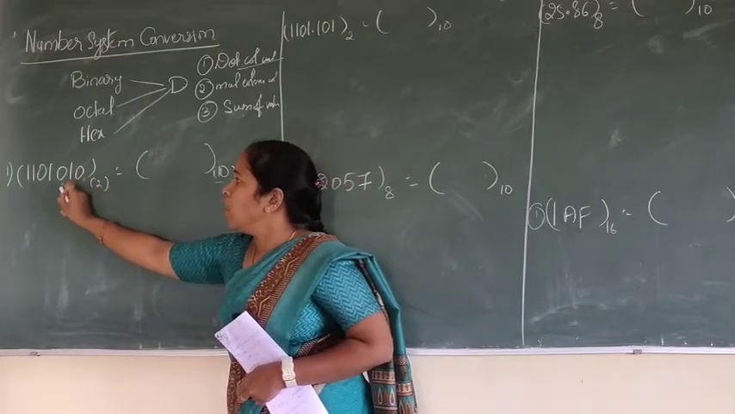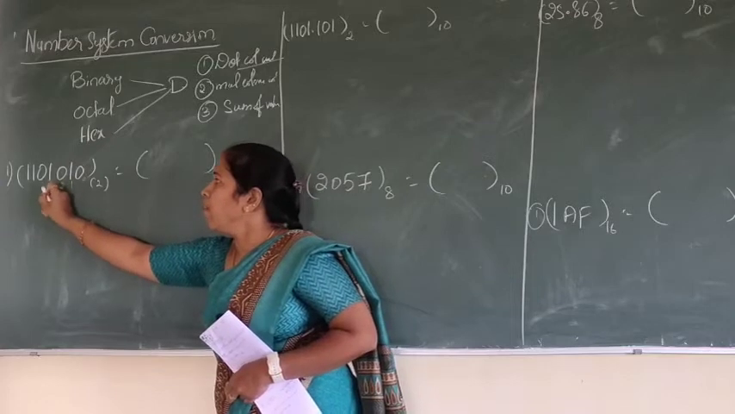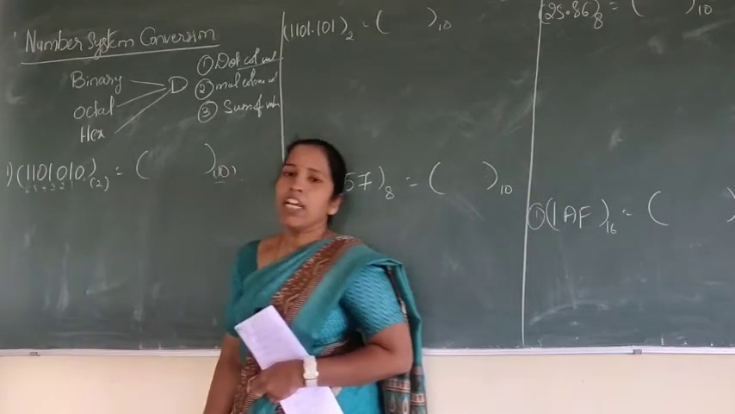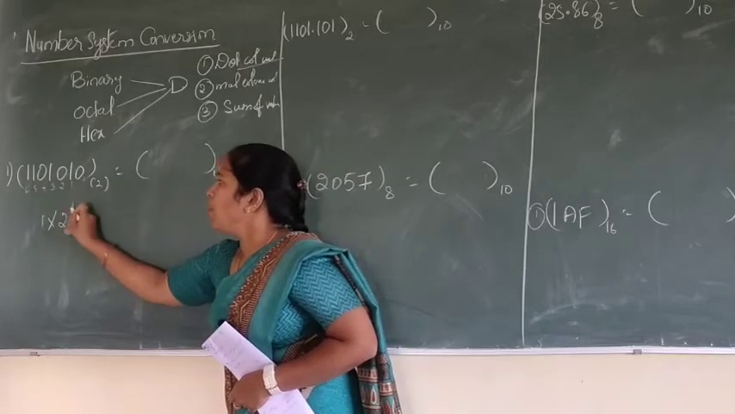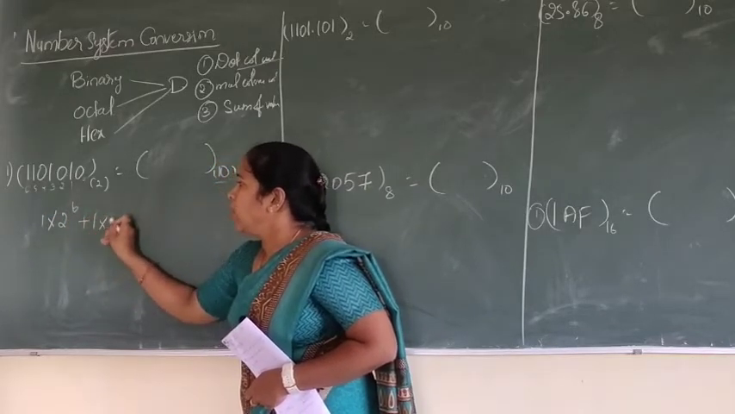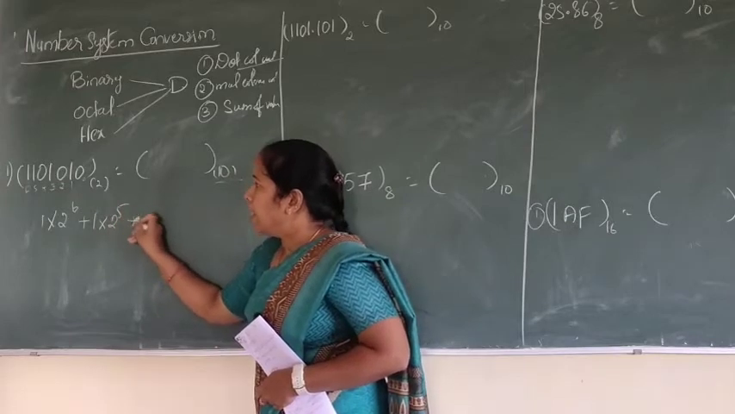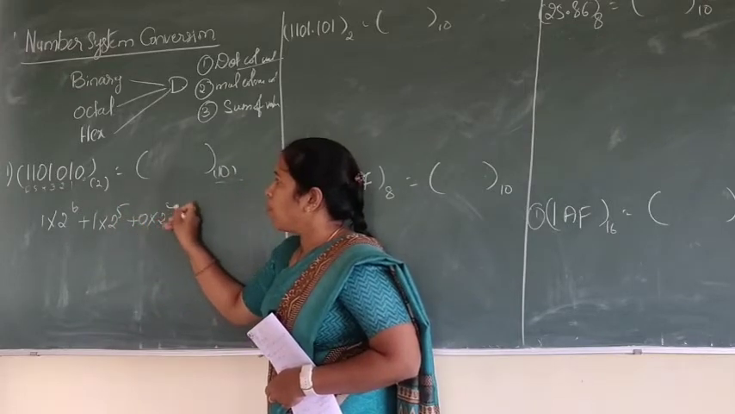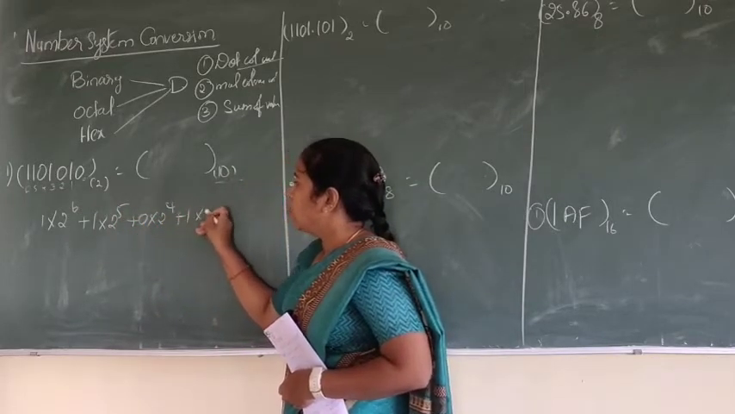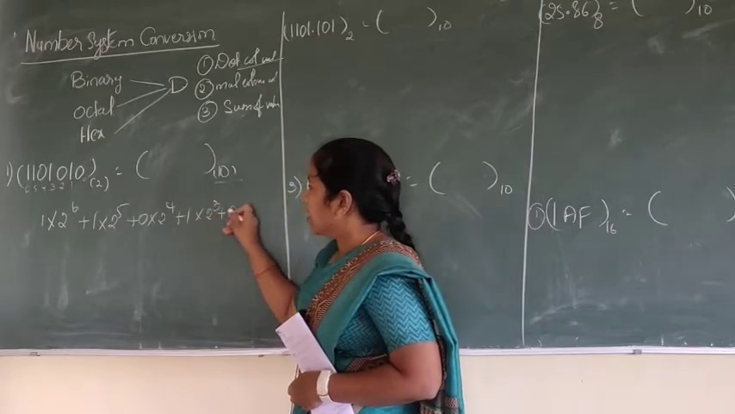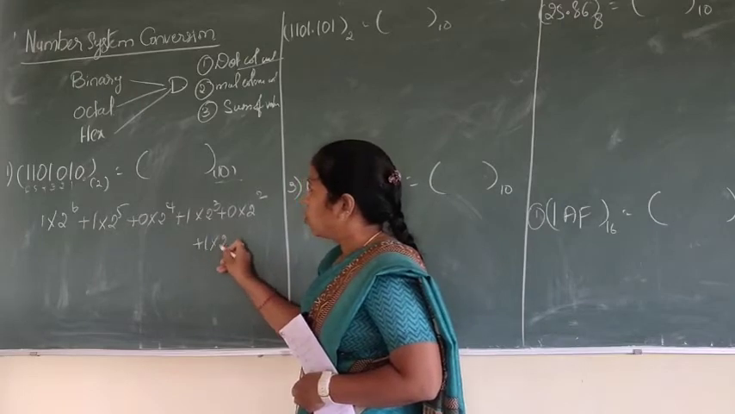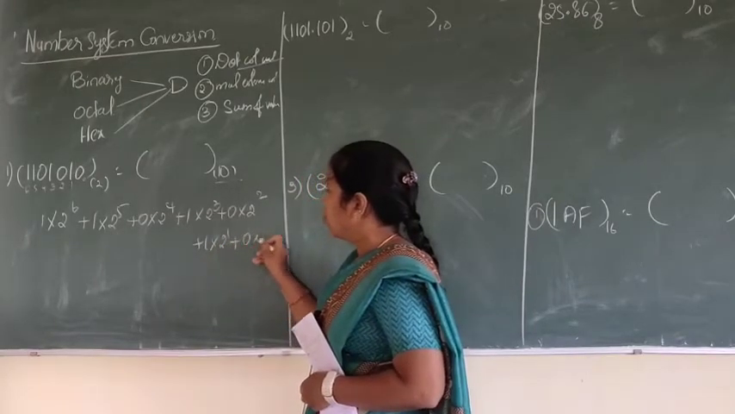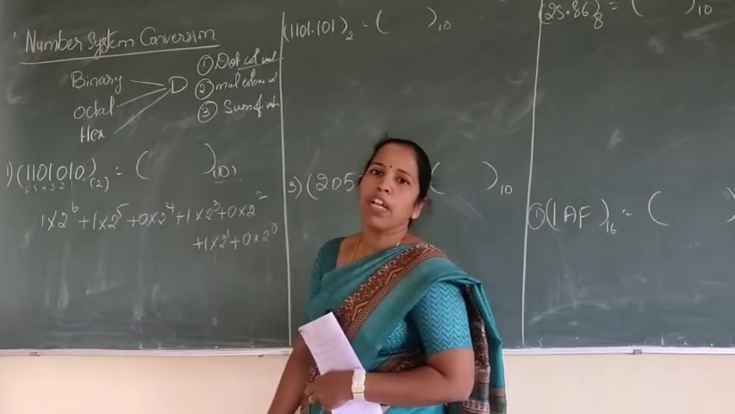2 to the power of 1, 2 to the power of 2, 2 to the power of 3, 4, 5, 6. Now, 1 into 2 to the power of 6 plus 1 into 2 to the power of 5 plus 0 into 2 to the power of 4 plus 1 into 2 to the power of 3 plus 0 into 2 to the power of 2 plus 1 into 2 to the power of 1 plus 0 into 2 to the power of 0.